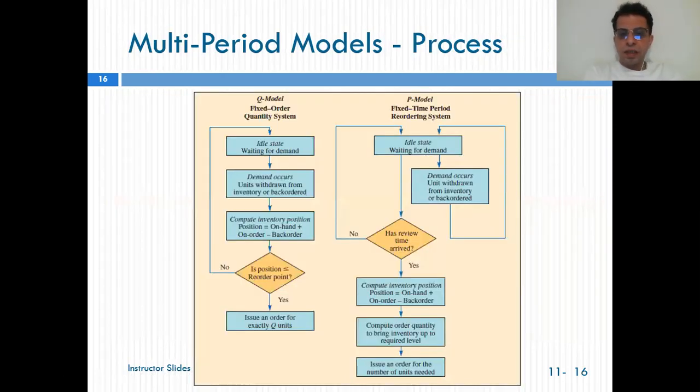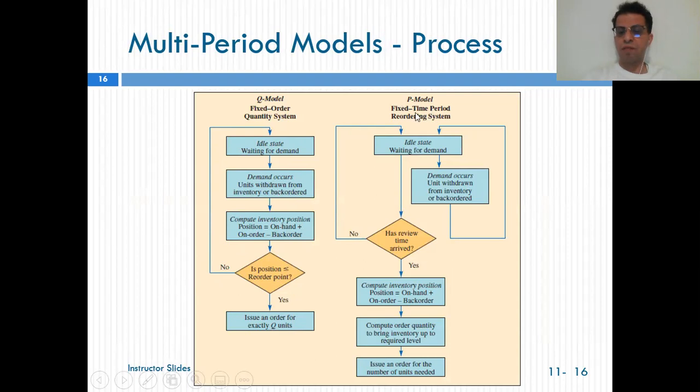So the process is like this. In the Q model, or fixed order quantity system, the idle state waits for demand, and when demand occurs, units are withdrawn from inventory or back ordered, and then you compute the inventory position, which equals what you have on hand, plus on order, minus back orders. And if the position is less than or equal to the order point, then if yes, issue an order. If no, you go back and do this calculation again and again.